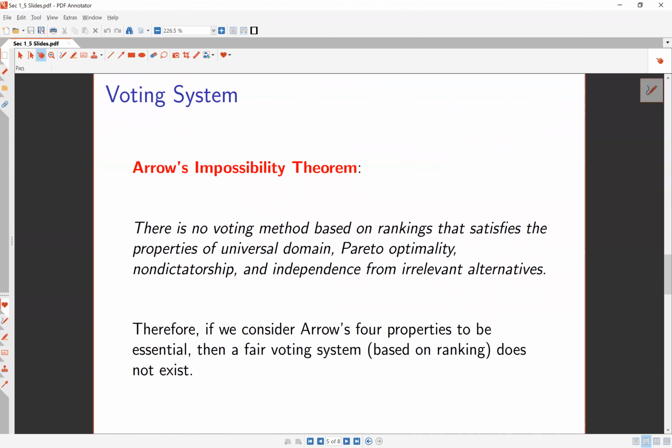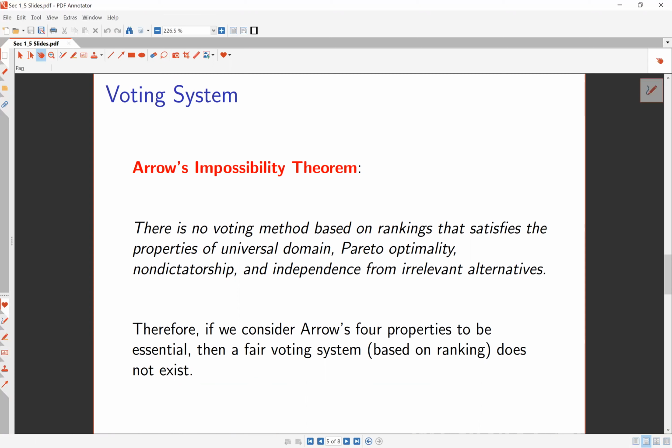Now, Arrow defined those 4 properties and said those are the properties we want to have in an ideal voting system. A voting system is good if those 4 properties are satisfied. Well, then Arrow went ahead and proved what is now called Arrow's impossibility theorem. That says, there is no voting method based on rankings that satisfies the properties of universal domain, Pareto optimality, non-dictatorship, and independence from irrelevant alternatives.